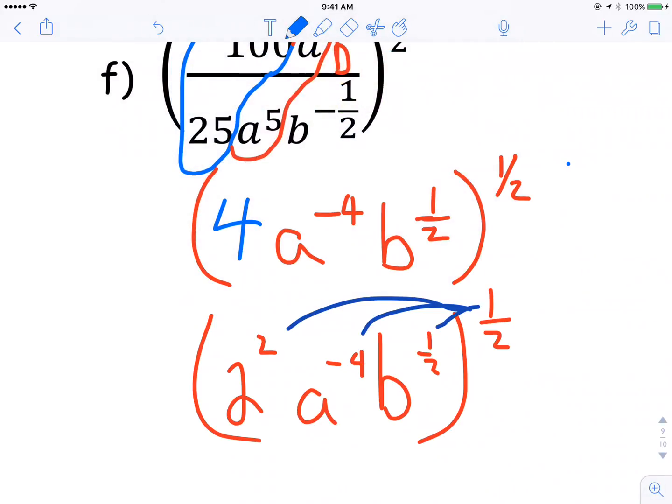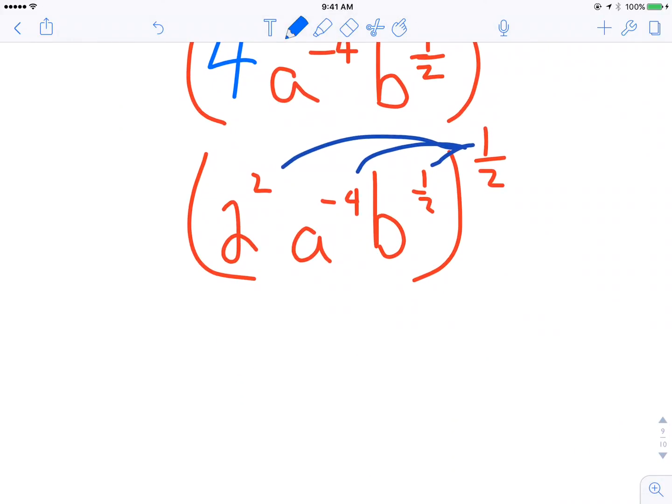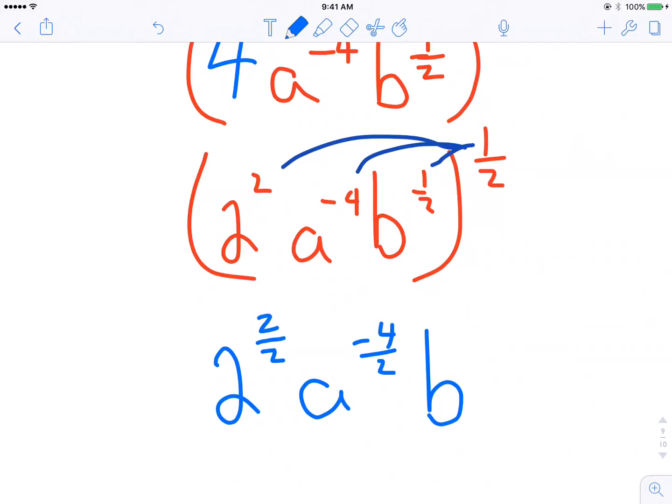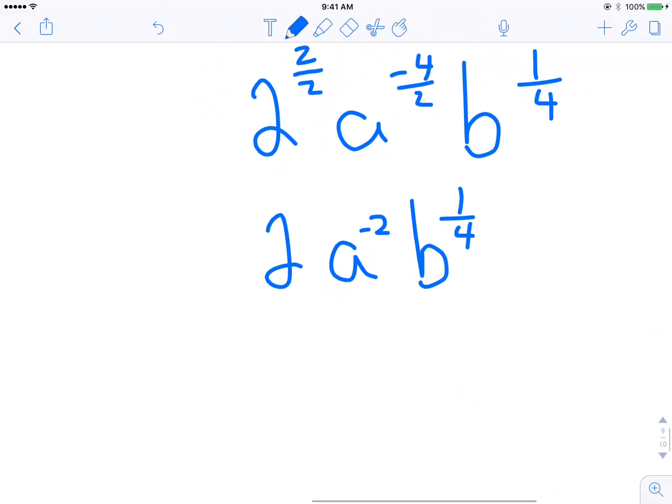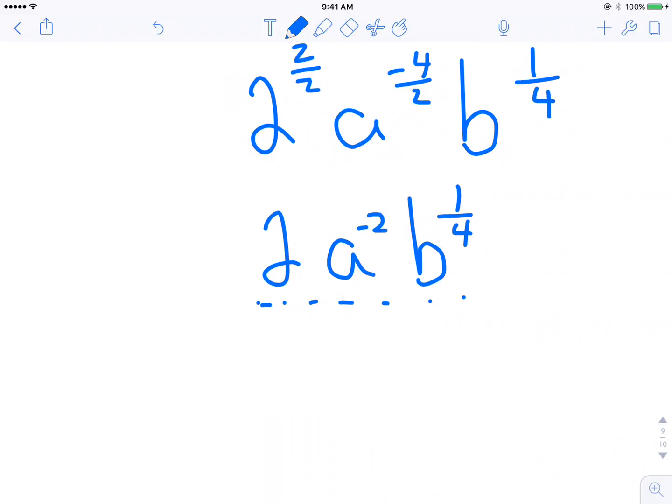That's going to give me, sorry for changing colors, I changed from blue to red there. 2 to the power of 2 times a half is going to be 2 over 2. A to the power of negative 4 times 1 over 2 is going to be negative 4 over 2. B to the power of 1 over 2 times 1 over 2 is 1 over 4. This is going to become 2 to the power of 1. I'm not going to write the 1, but it's there. A to the power of negative 4 divided by 2 is negative 2. B to the 1/4.